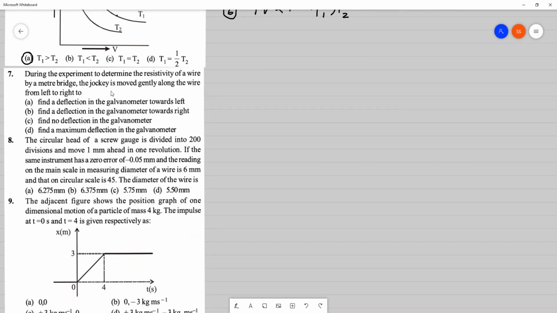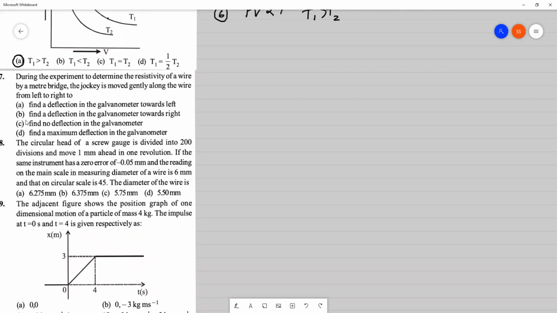The purpose of moving the jockey here is to find the null deflection. So the first option reads: to find a deflection in the galvanometer towards left. To find it, you are not trying to find any deflection here. The deflection will be already there. So you are finding the null deflection here. So the right answer should be this.